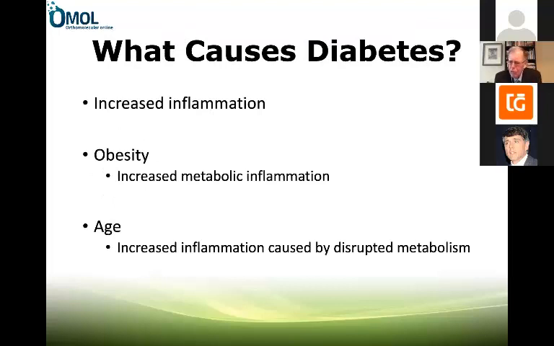So the question is, what causes diabetes? We do know it's a disease associated with increased inflammation. It's also a disease associated with obesity. Because if you are obese, you have increased metabolic inflammation. And it's a disease highly associated with age. Because as you age, your metabolism becomes disrupted. So like a detective story, these are some of the clues.